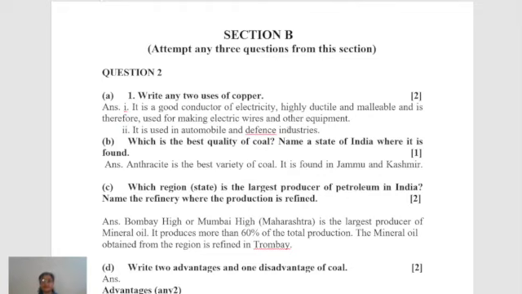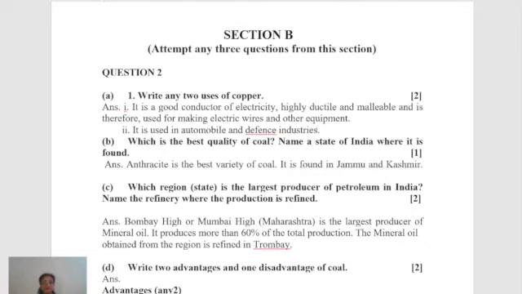Then the next question is, which is the best quality of coal? Name a state of India where it is found. So the best quality coal is actually anthracite. In India, a very limited amount of it is present, and it is found basically in the northern state of Jammu and Kashmir.